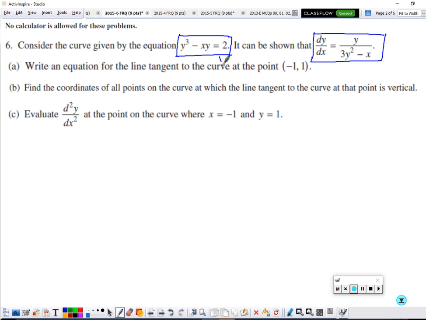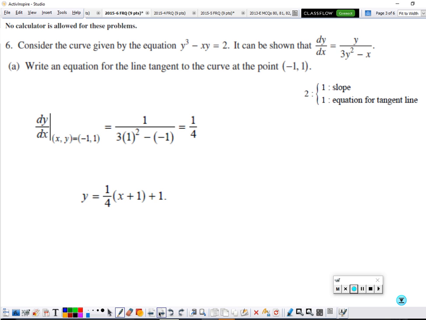This is the curve at this point. So in part A, I would have thought my favorite picture. The point I'm interested in is -1, 1. The line tangent goes here. And remember that formula.